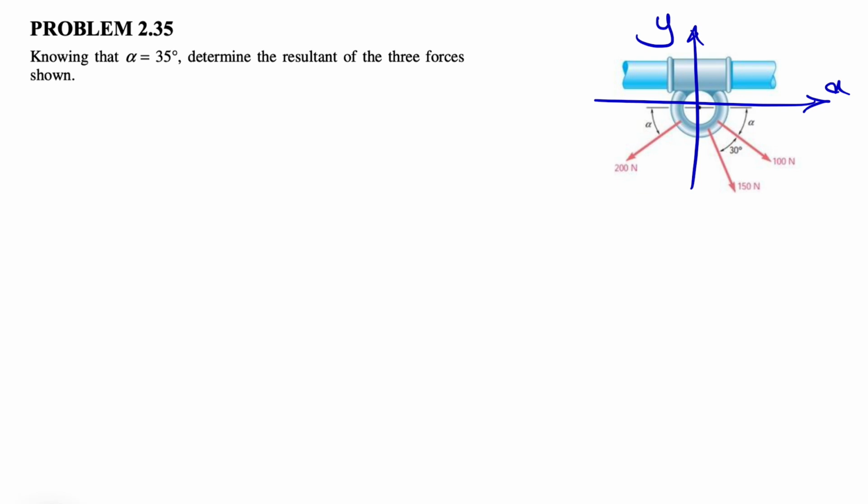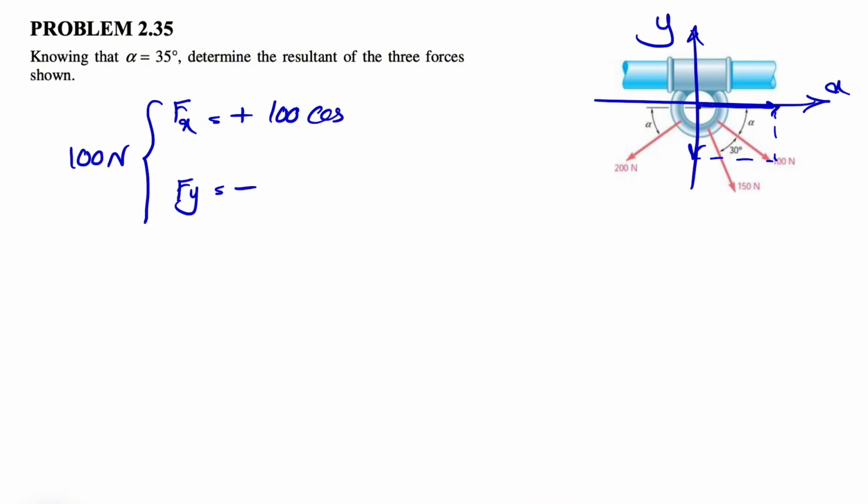So let's start with the 100 Newton force, and let's find our Fx and Fy for each of these. The 100 Newton force has a positive x component because it will be in this direction, and negative y. So our Fx is positive, our Fy is negative. We have 100 cosine of alpha, which gives us the x component since we have the angle with the x-axis. So cosine would be our x component, 100 cosine of 35 degrees, and this will be 100 sine of 35 degrees. Let's calculate each.